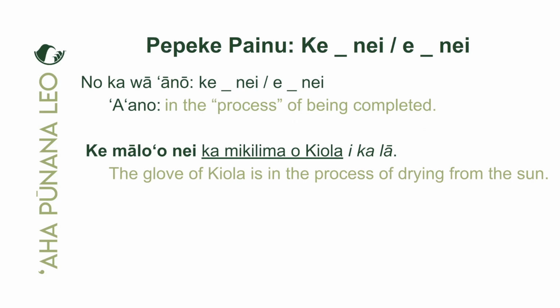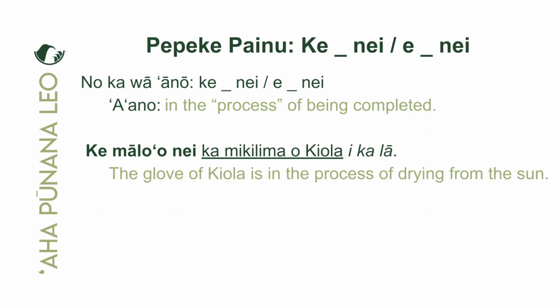Why? What is the reason? Ikala, from the sun, because of the sun, by the sun. So, ke malo'o nei, ka mikilima o Kiola, ikala. Yeah, the glove of Kiola is in the process of drying. It's not dried yet, completely dried. Okay, it is in the process of drying out.